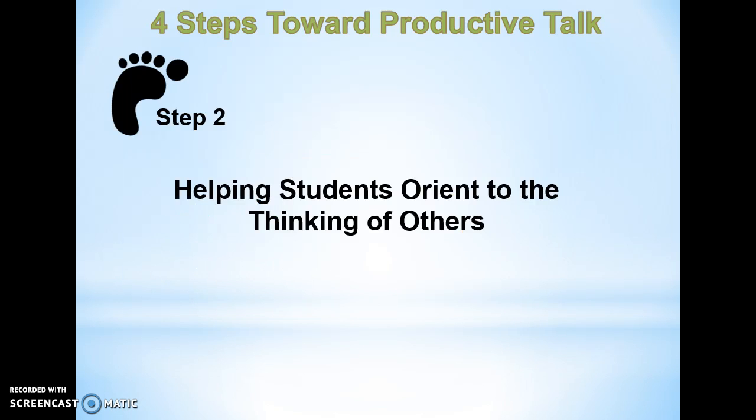All right, we are going to move on to step 2, helping students orient to the thinking of others. So once kids can share their own thoughts about answering a question or sharing justification for how they got an answer, you want kids to be able to listen to others, so actively listen to their classmates. And so this is where step 2 comes in to classroom discussions.